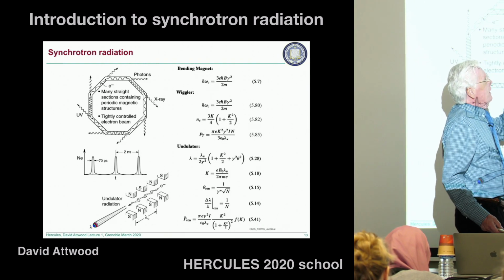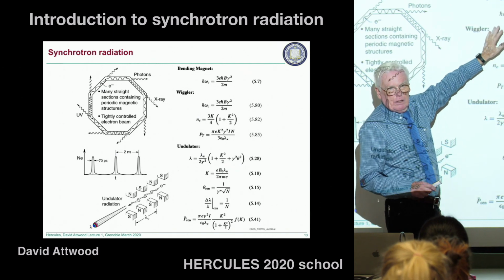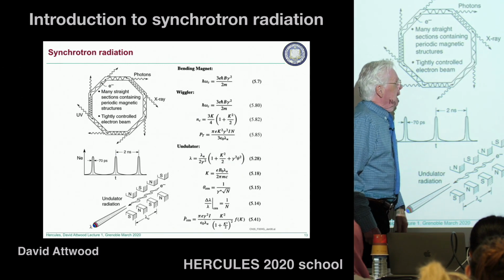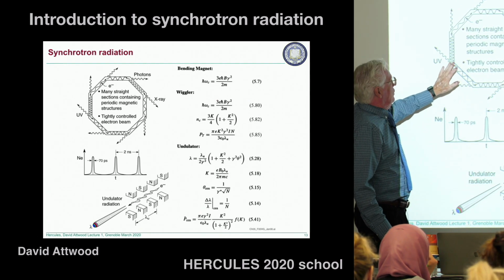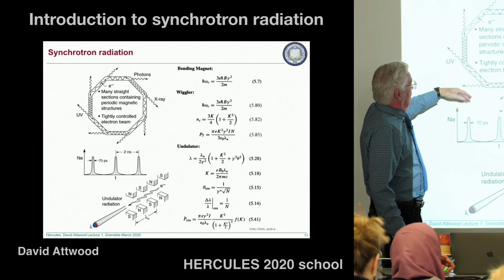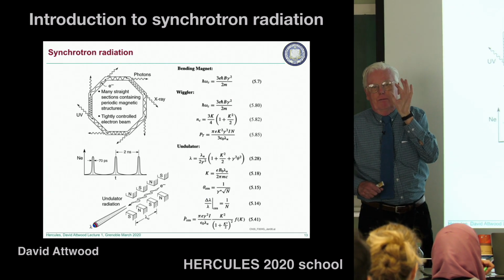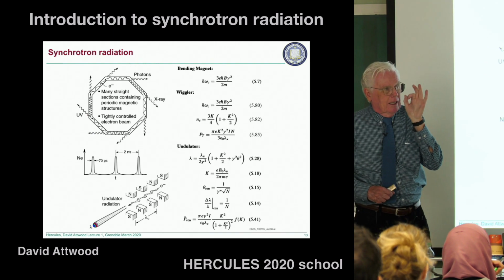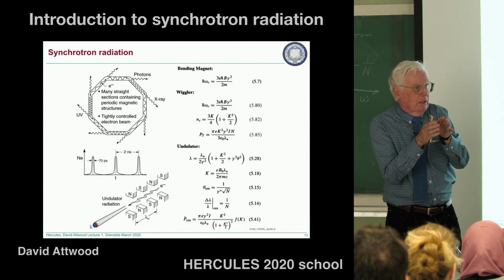And we're going to simply characterize it by what's called the critical photon energy. I'll come back with another slide in a moment. So this is the layout. And these modern storage rings have many straight sections. And they have a tightly controlled electron beam. What does that mean? It means they've made the electron beam as small as they can and the divergence angle of the electrons going through as small as possible.